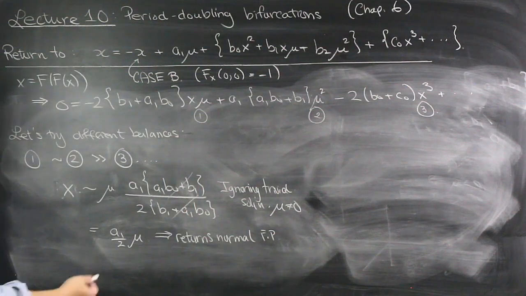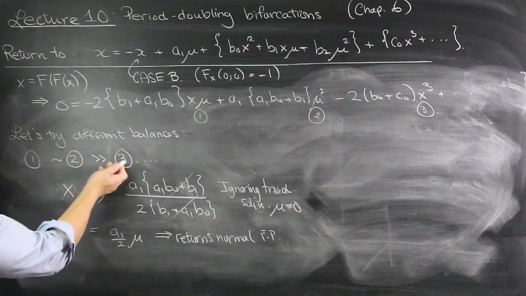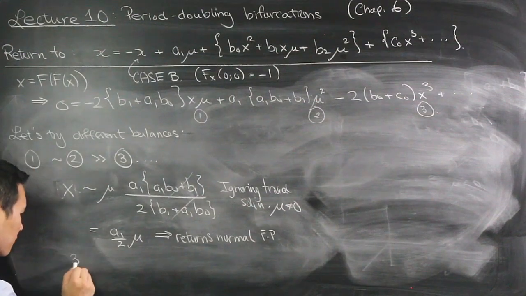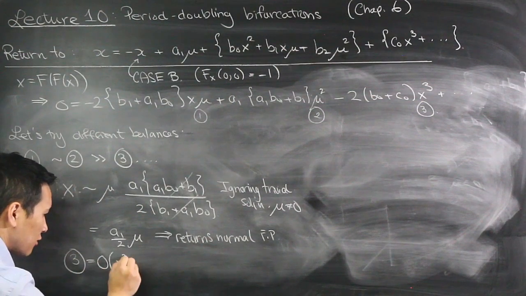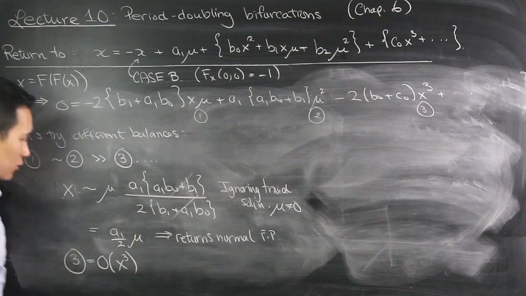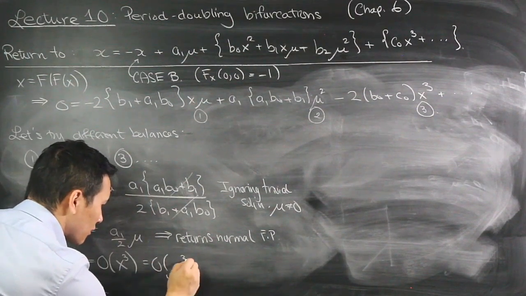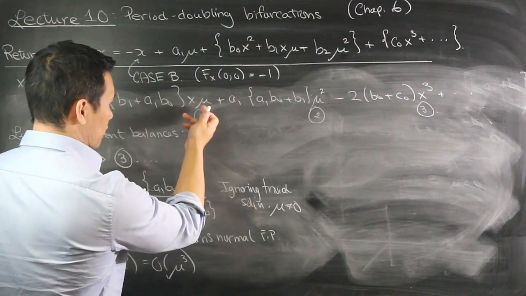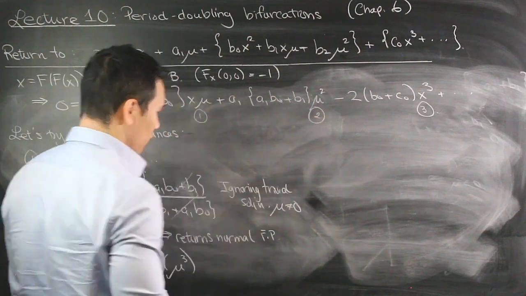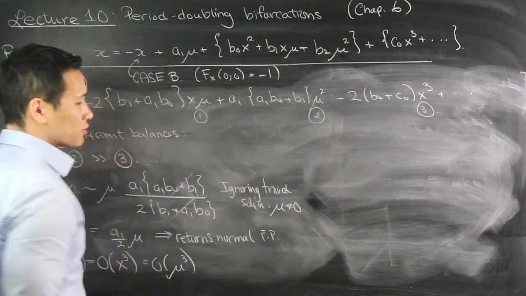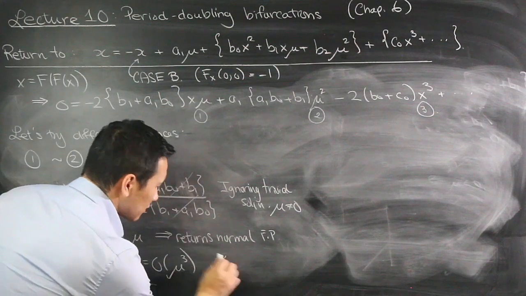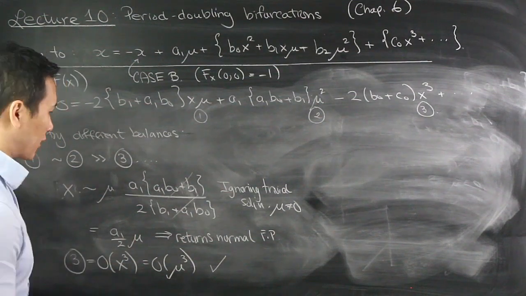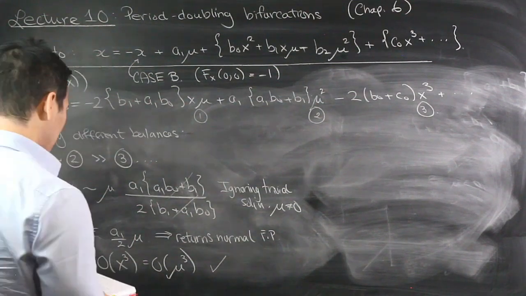So the 2 cycle has to come, and sorry, I've not checked the consistency. Let's just check the consistency. So 3 here is x cubed. And under this assumption, x is like mu, so this is like order mu cubed. And you can verify that if you have something that's mu cubed, then that's going to be much smaller than 1 and much smaller than 2. 2 is a mu squared, and mu cubed is smaller than mu squared. So this is a consistent balance. Okay? But it gives you the boring thing. It gives you the fixed point that you already knew about.